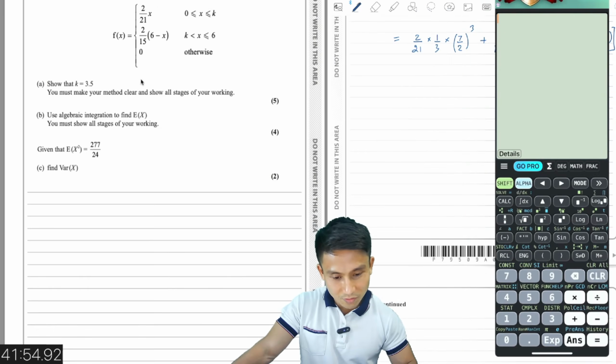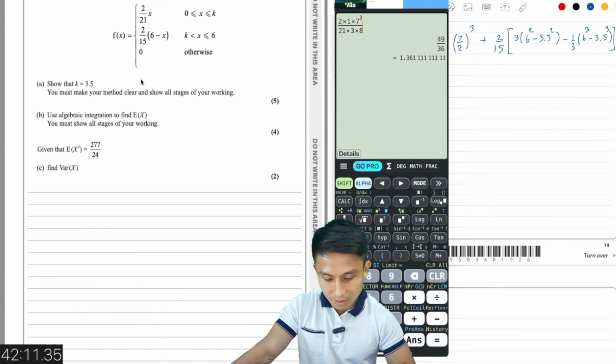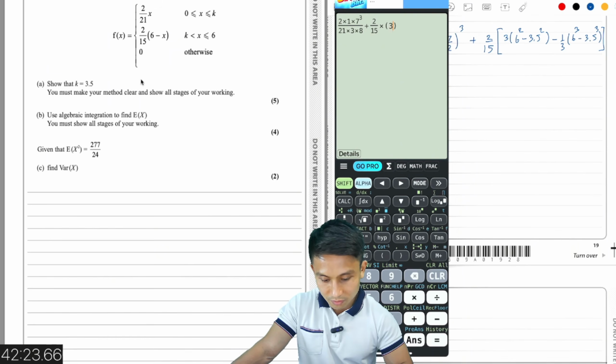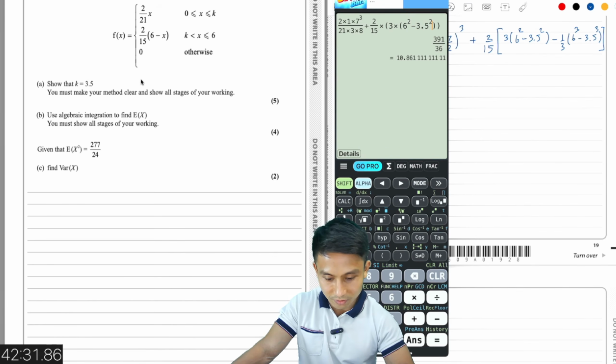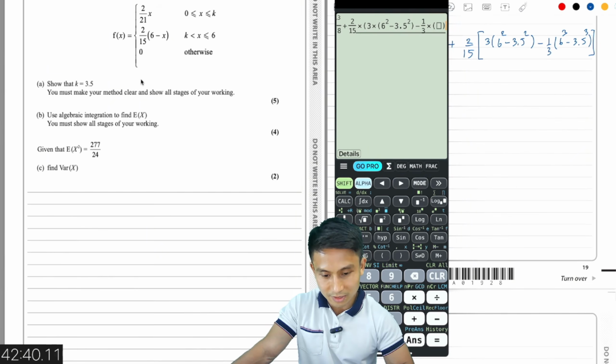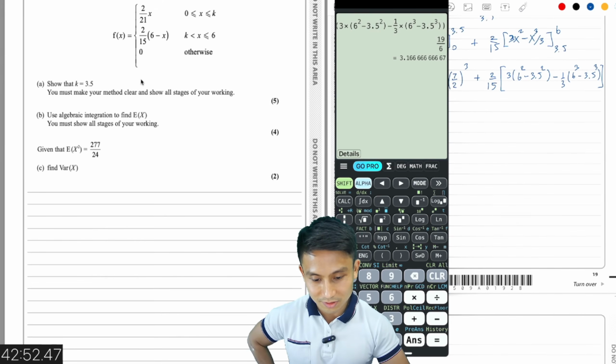So 2 over, you know what, I'm going to do a big fraction here, and 2 times 1 times 7 to the 3. Here we have 21 times 3 times 2 to the 3, which is 8. So that's the first term there. And then the second term, plus 2 over 15, and then in the brackets, I'm just going to do a close bracket here already. So 3 times brackets again, that's 6 squared minus 3.5 squared, and then minus, here we have a third. It's quite nested there, so you have to be careful. Times brackets, 6 cubed minus 3.5 cubed. So that's 19 over 6, basically.